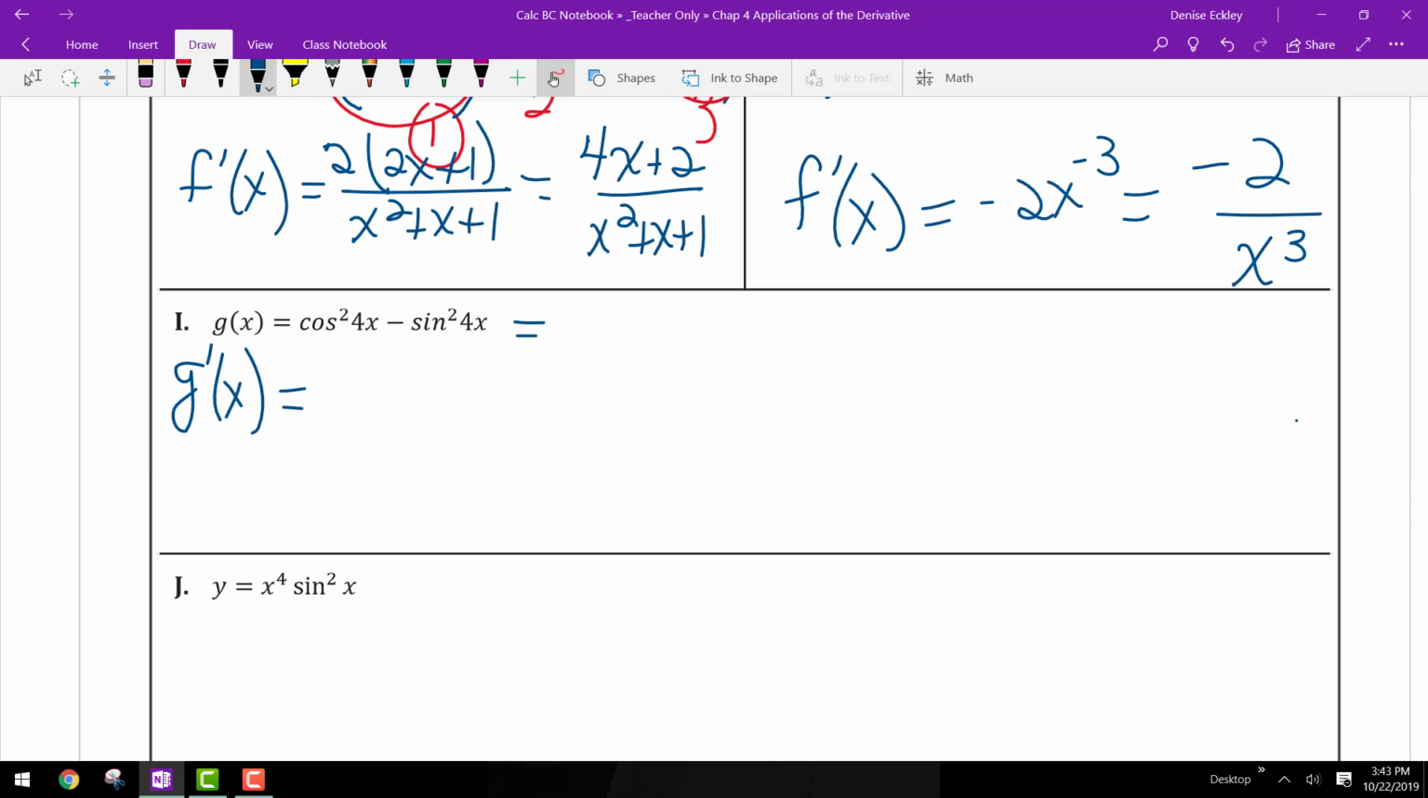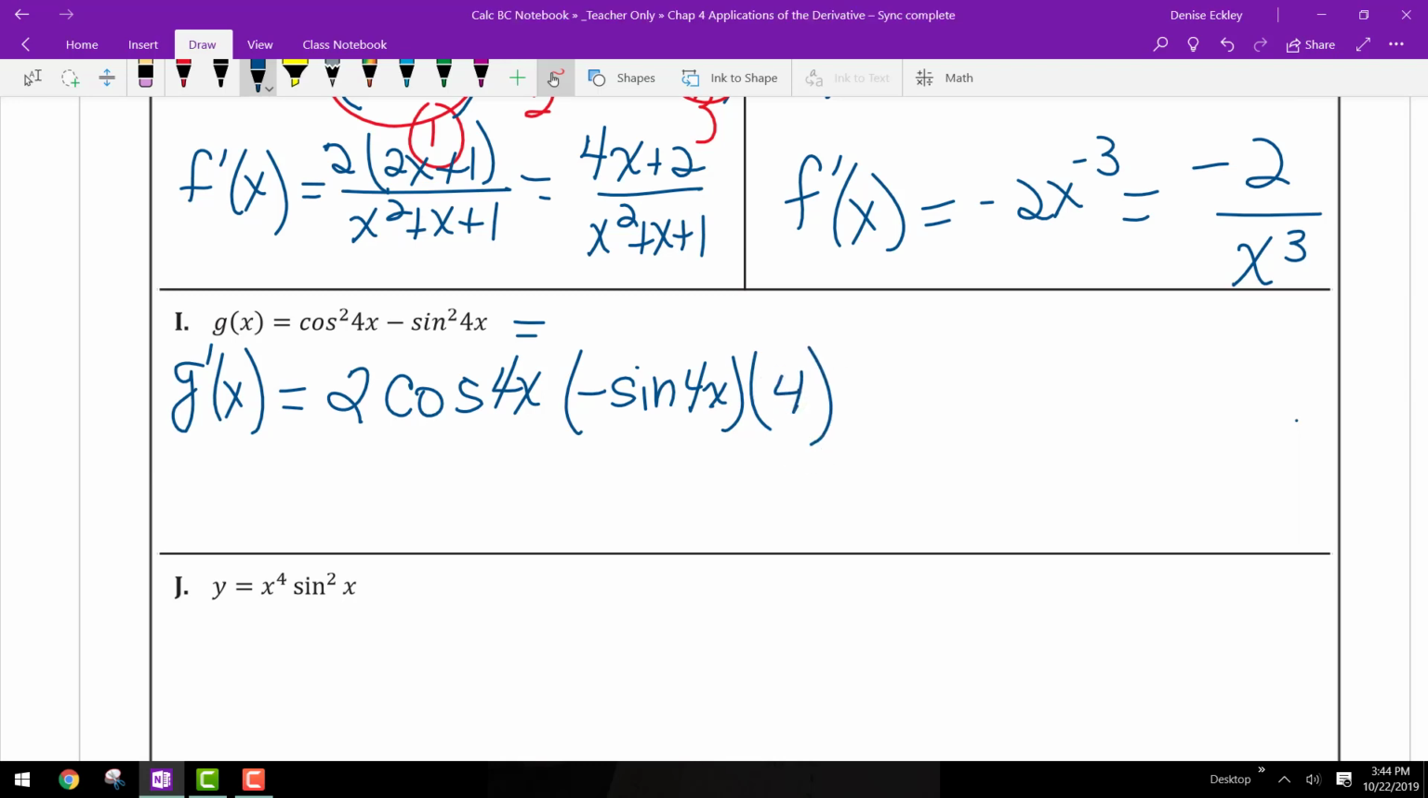So the first thing you want to do is bring your power down, which is a 2, lower the power by 1, cosine of 4x. And then you're going to take the derivative of cosine, which is going to be negative sine 4x. And then that has a derivative inside of it, which is the derivative of 4x, which is going to be 4. Okay? And we're going to do the same thing with the second part. So we're going to minus, we're going to bring the 2 down, lower the power of sine by 1, then take the derivative of sine, which is cosine.